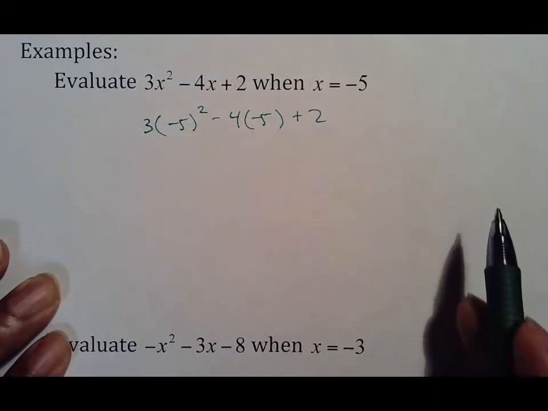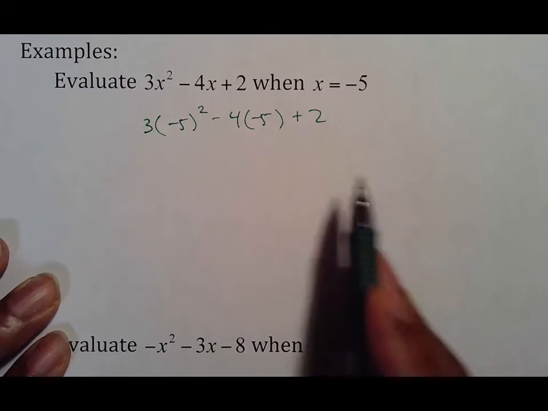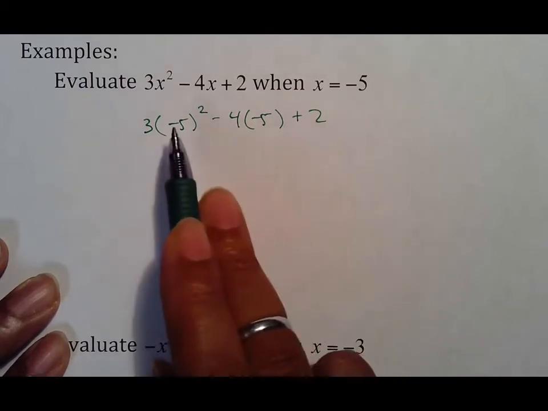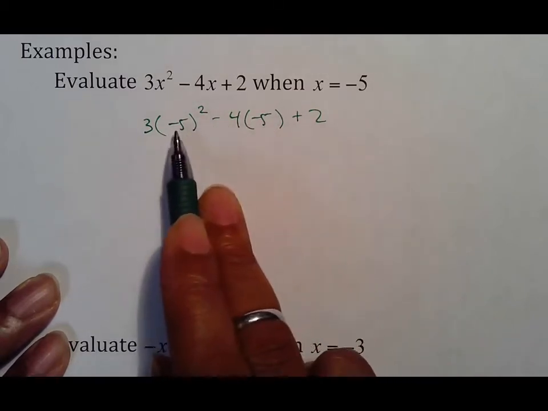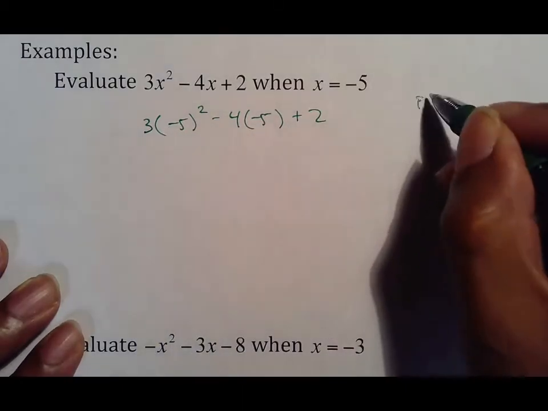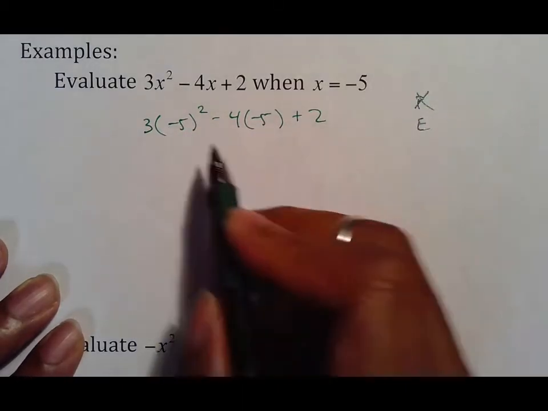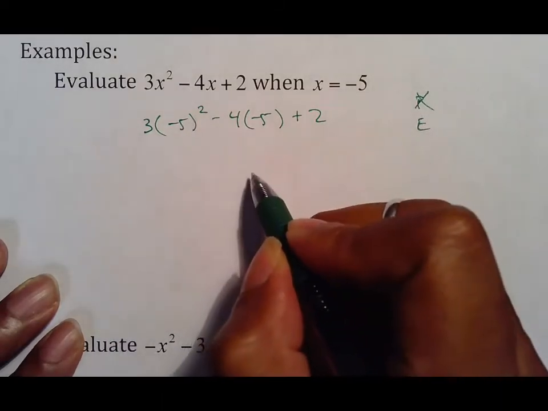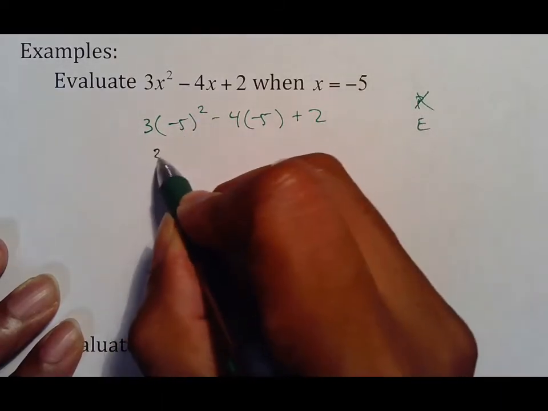Then again, parentheses: there are no parentheses to work here, because parentheses means that there's actual work to do inside, but there's nothing there, which means that the parentheses part is done. Exponents I have, so negative 5 squared is negative 5 times negative 5, or 25.